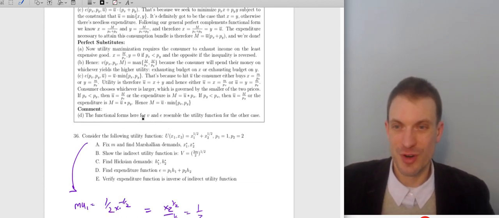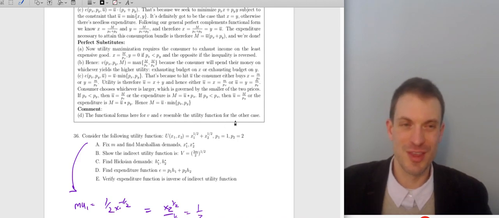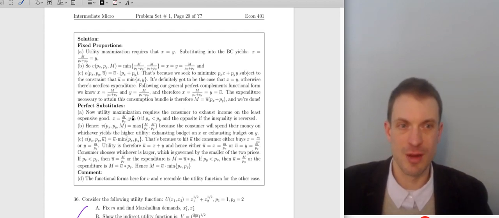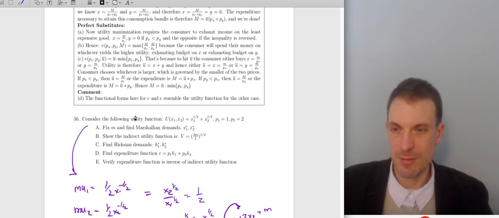Functional forms for my value function and the expenditure function resemble the utility function for the other case, which I think is kind of cool. So I'll go through this carefully and see this relationship. That's a little bit of economic theory. It goes kind of beyond the type of thing I'd ask on most exams.